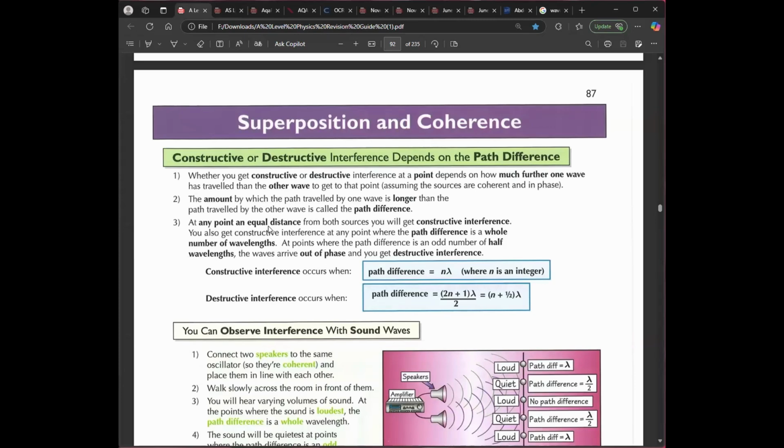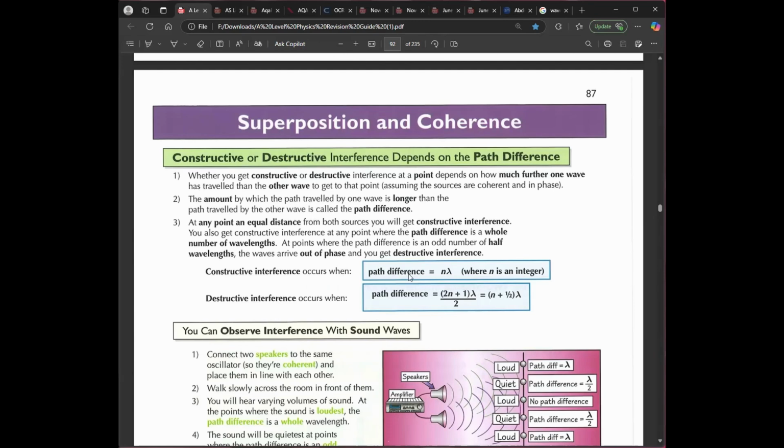At any point an equal distance from both sources, you will get constructive interference. You also get constructive interference at any point where the path difference is a whole number of wavelengths, and destructive interference at a point where the path difference is an odd number of half wavelengths. Similar to phase difference, you have to take the multiple of half wavelength with an odd number, so that you don't end up with a full wavelength in any way. The waves arrive out of phase, which means they are at 180 degrees to each other, or an odd multiple of 180 degrees, and you get destructive interference.